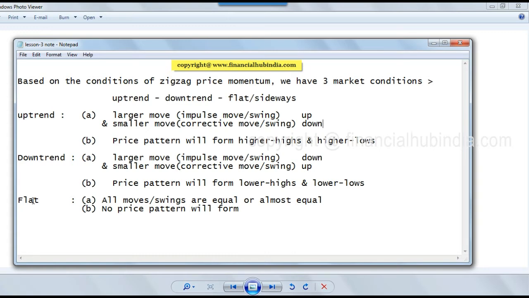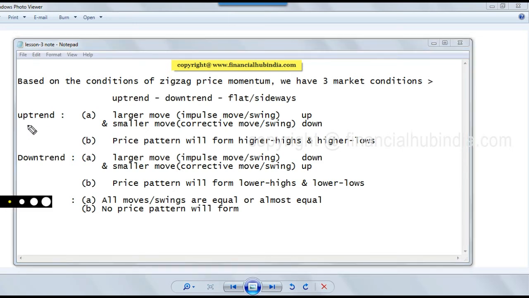These are the only three conditions that can happen in a particular chart. That's it. Nothing other than this can happen. All right. Now, based on whether the stock is in an uptrend or downtrend or flat market conditions, we'll have to apply our trading strategies accordingly. Now I'll go to the uptrend chart and I'll explain how these uptrend conditions are seen in this chart. Same for downtrend and flat market.